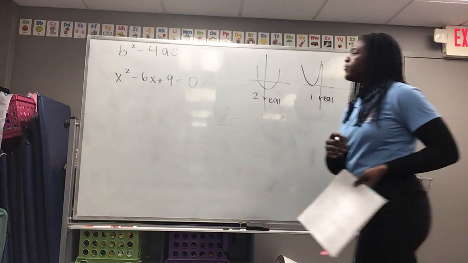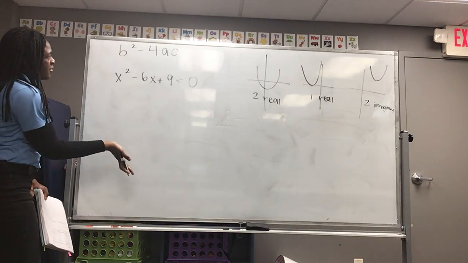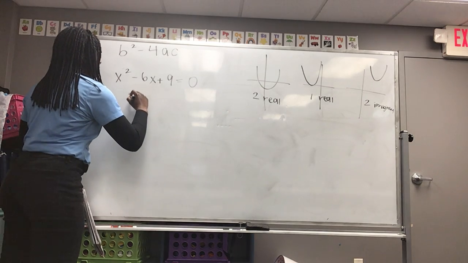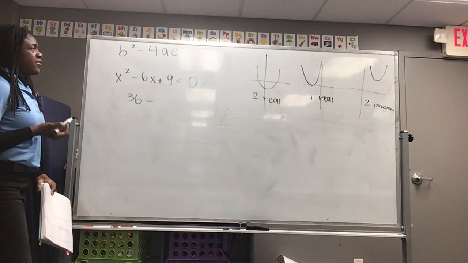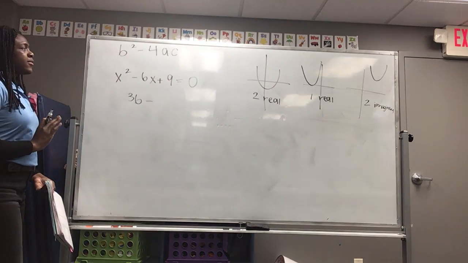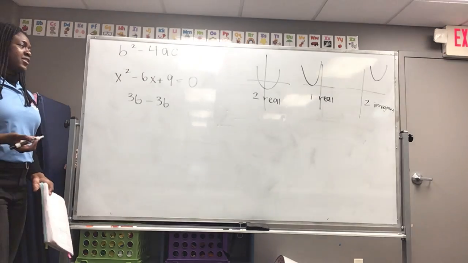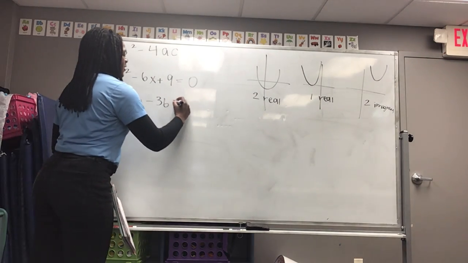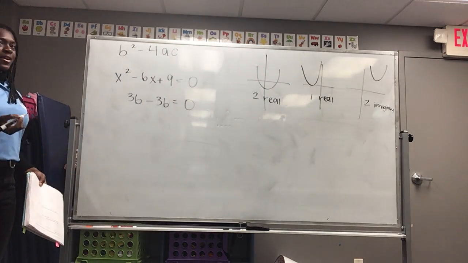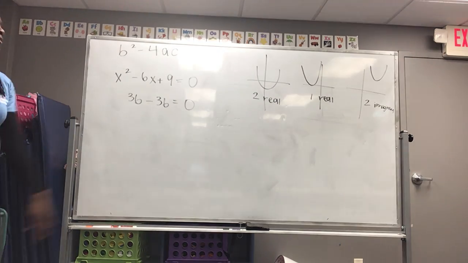Okay, so b squared minus 4ac, so my b is negative 6. Negative 6 squared is 36. And then minus 4 times 1 times 9. So 4 times 9 is 36. Alright, so we've got 36 minus 36, that's equal to 0. So what does that mean about my graph? Yep, just one real root.